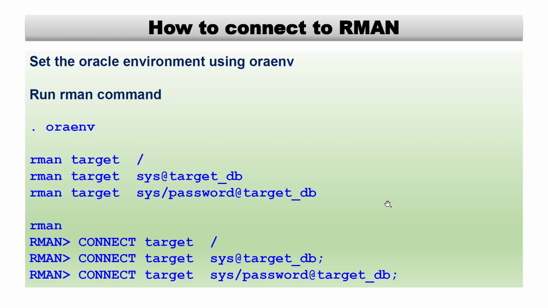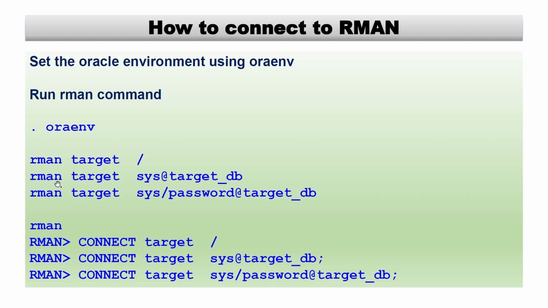Now, how to connect to RMAN? You set the Oracle environment using oraenv and you can run the RMAN command. So oraenv will set the environment, and you can say RMAN target slash. Whatever is the current Oracle SID, your RMAN will get connected to that Oracle SID. And if you don't want to do that, first you can say RMAN and then you can say connect target slash. Both of these commands will do exactly the same.